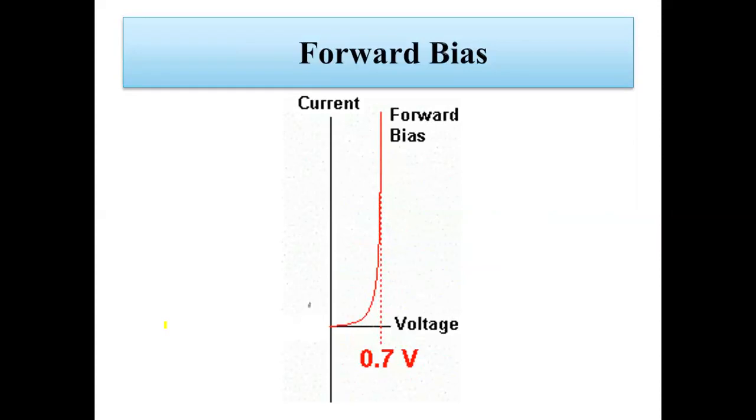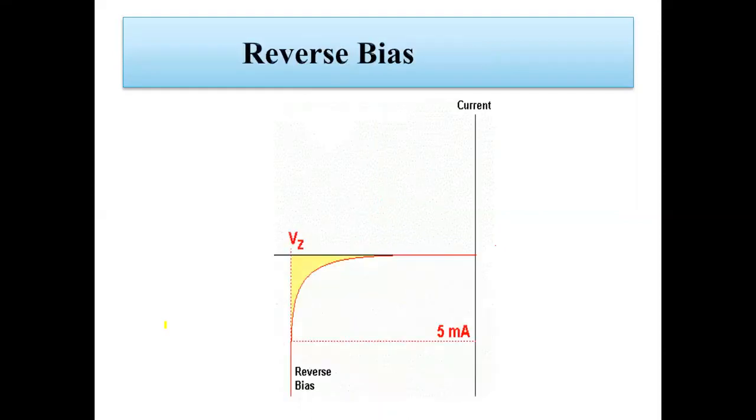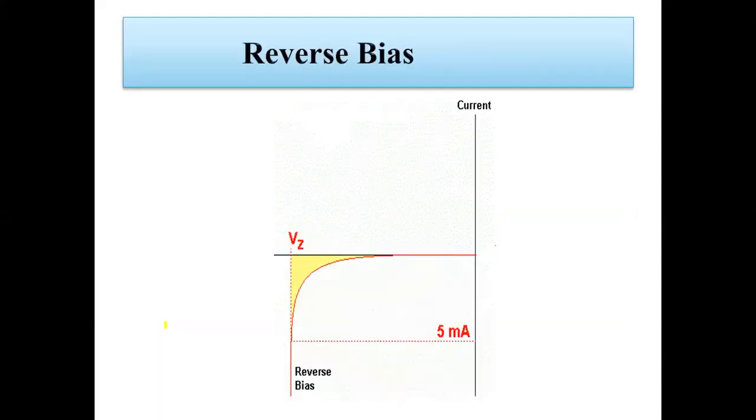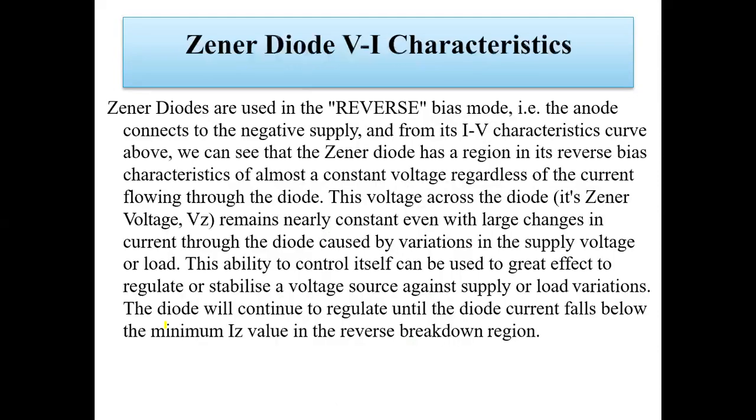Here is the difference between forward and reverse bias. In forward bias we have a large amount of current with a short increase of voltage. But in the reverse direction, we increase the voltage so much, but the current is very low, in the milliampere, 5 milliampere region.